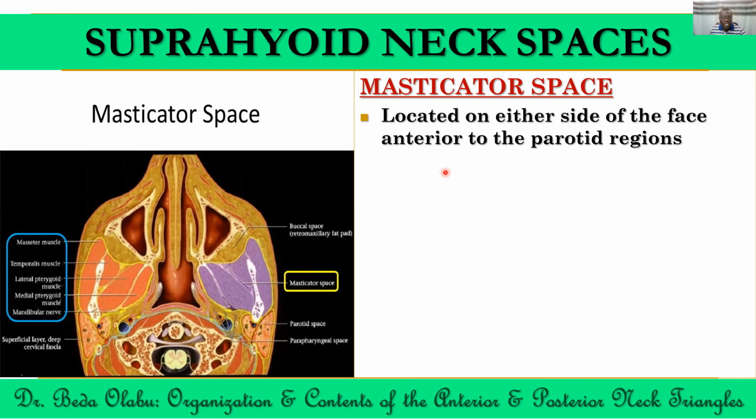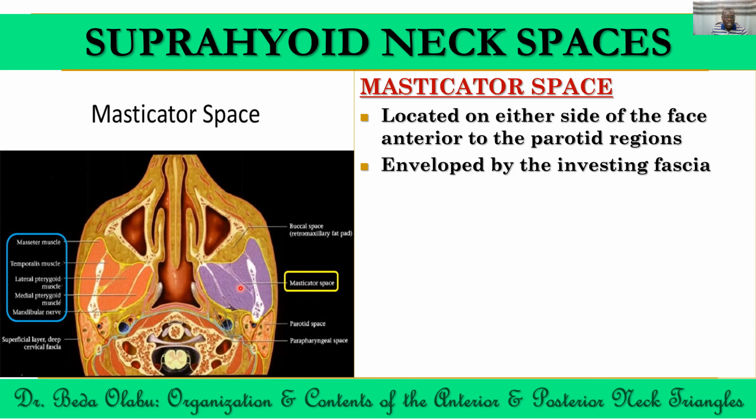So the masticator space is located on either side of the face, anterior to the parotid region. There'll be this region corresponding with the angle and ramus of the mandible, as well as the posterior body of the mandible. This masticator space is enveloped by the investing fascia of the neck. The investing fascia of the neck splits into two lamina to enclose the masticator space.